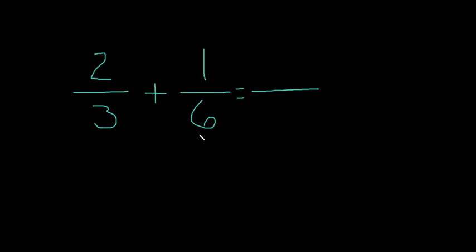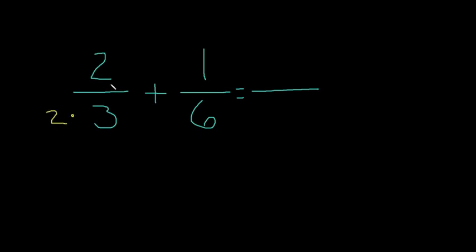Well, in this case, the denominators are not like. So the first thing we do is we say, will the little number fit into the big number evenly? In this case, 3 does fit into 6. So is there something we can do to this number to give it the same denominator as this fraction here? Well, what would we have to do to this 3 to make it a 6? We would multiply it by 2.